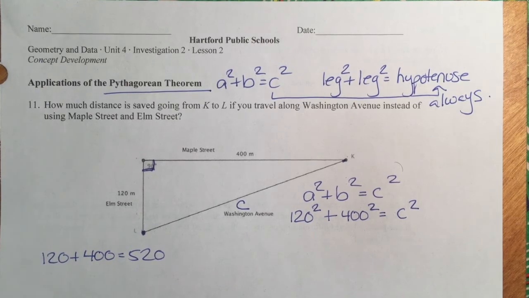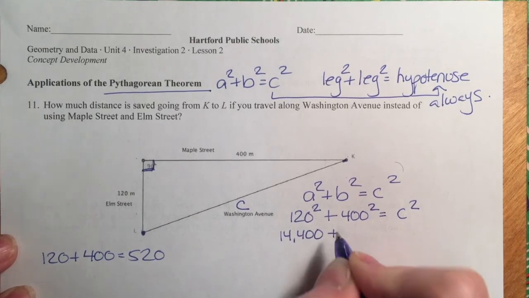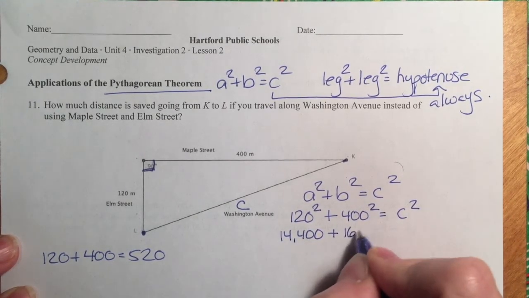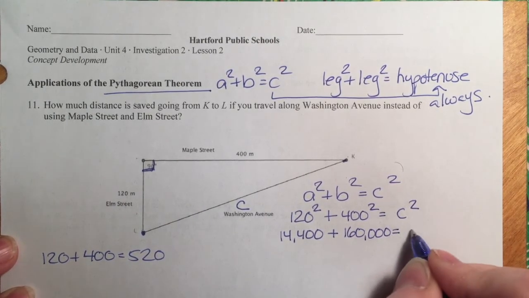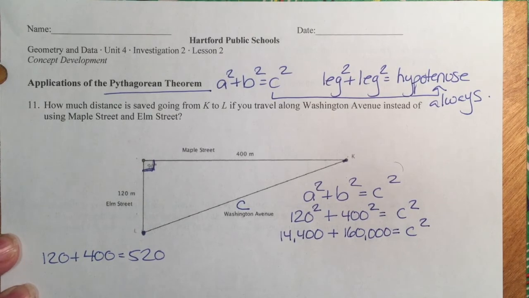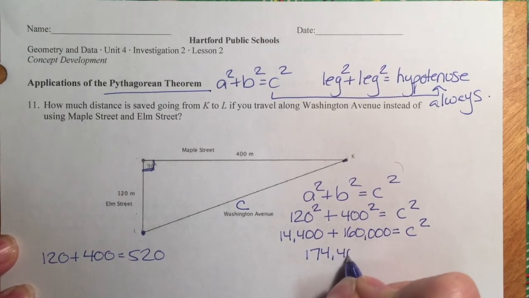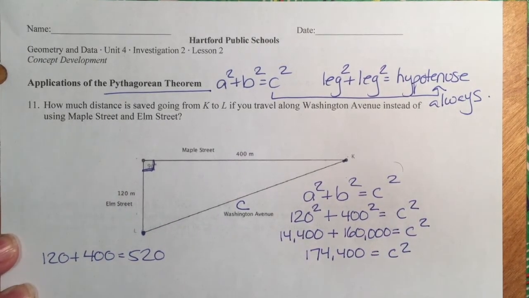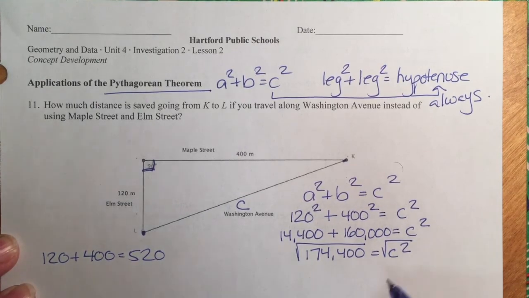Well, you guys, 120 squared, I've used my calculator, and that is 14,400. And 400 squared is 160,000. If you're using a calculator or doing it by hand, watch out for your zeros, okay? It's easy to forget one. Then you mess up your calculation. If you add those together, it's 174,400 equals c squared. Do not forget, this is c squared. This is not c. You must square root both sides. That is a common mistake.